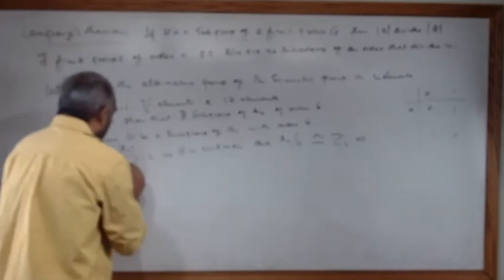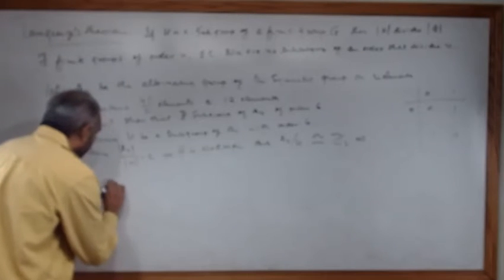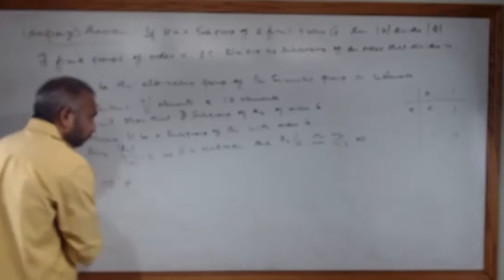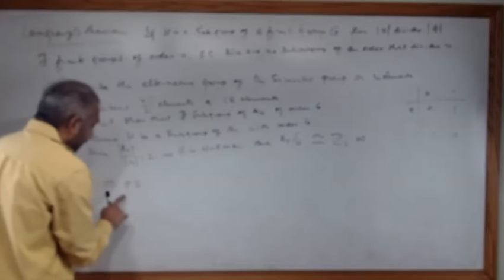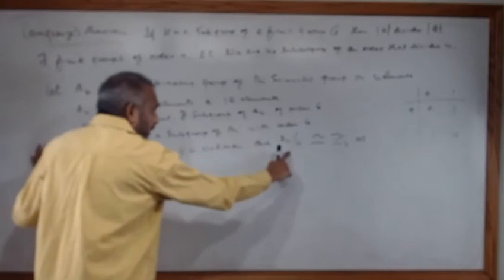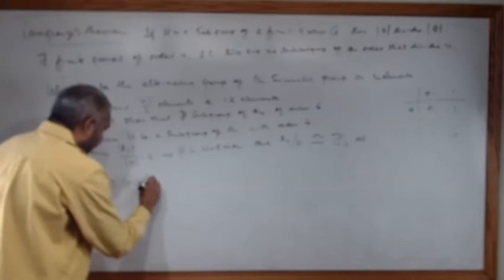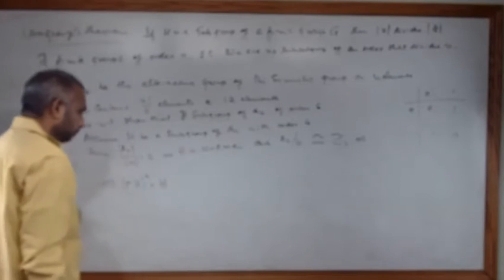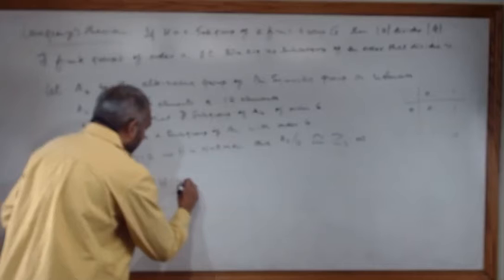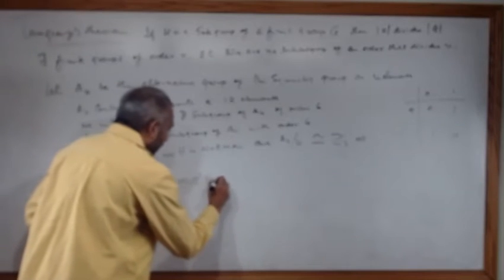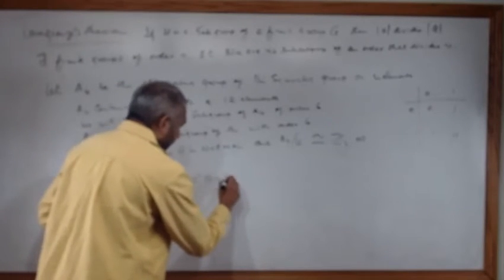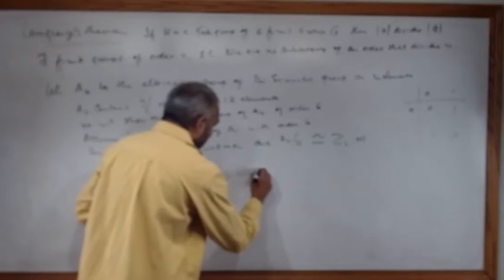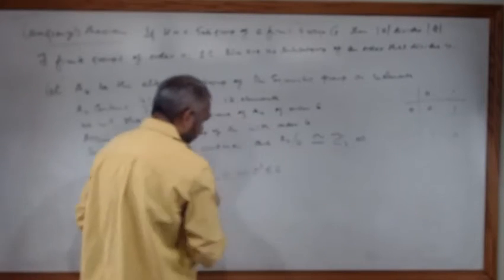So that means sigma H, the general element of this factor group, squared is always equal to the identity of that group. And that implies sigma squared H is equal to H. And that implies sigma squared belongs to H.